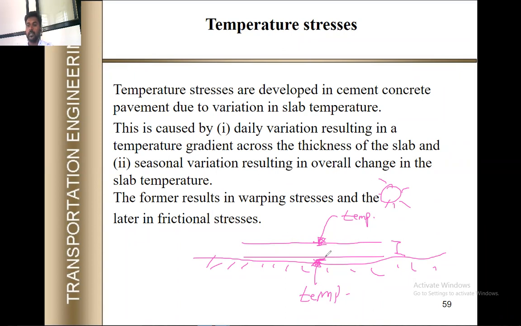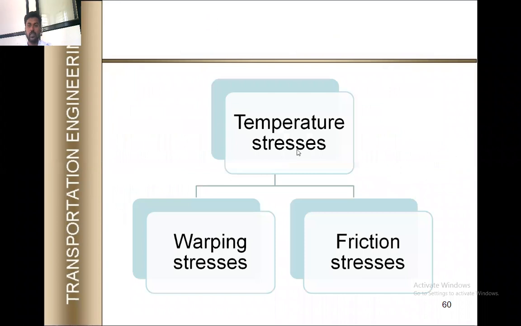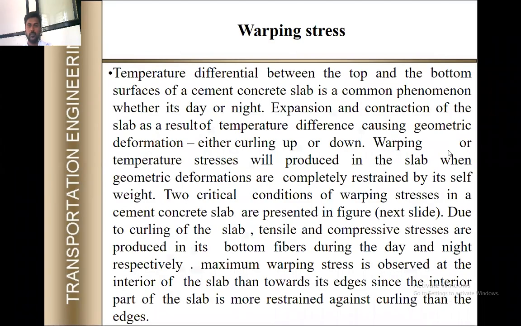This is caused by the daily variation resulting in temperature gradients across the thickness of the slab, and the seasonal variation resulting in the overall change in the slab temperature. The former results in the warping stresses and the latter in the frictional stresses. So due to this variation in the temperature, temperature stresses are induced, also called warping stresses. The temperature stresses are divided into two types: warping stresses and frictional stresses.